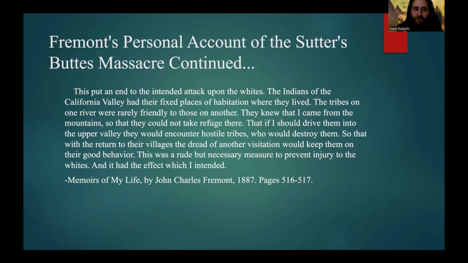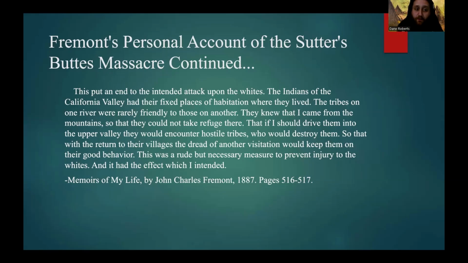The Indians of the California Valley had their fixed places of habitation where they lived. The tribes on one river were rarely friendly to those on another. They knew I came from the mountains, so they could not take refuge there. That if I should drive them into the upper valley where they would encounter hostile tribes who would destroy them. So that with the return to their villages, the dread of another visitation would keep them on their good behavior. This was a rude but necessary measure to prevent injury to the whites, and it had the effect which I intended.